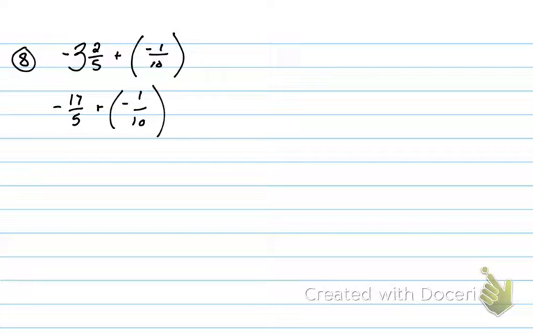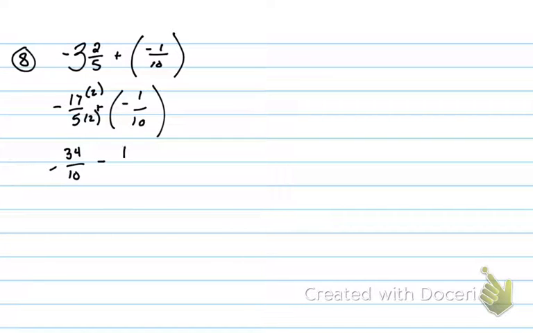Am I ready to combine them? Oh, sorry, hold on. I need to unfreeze it. Am I ready to combine them? Do I have a common denominator? No. So what do I need to multiply the first fraction by? 2. Very good. Okay. So negative 34 over 10 plus a negative is the same thing as what? Did anybody get rid of that double sign?